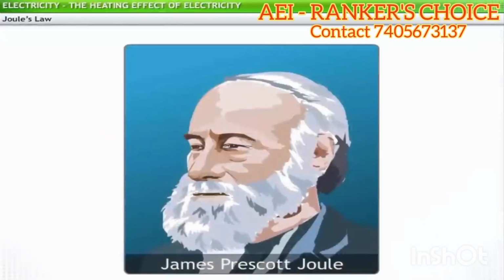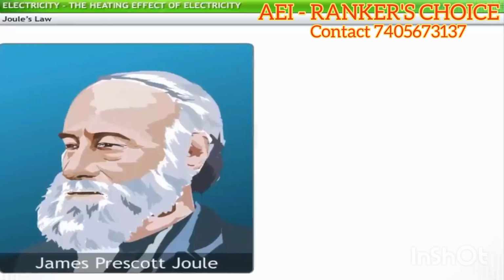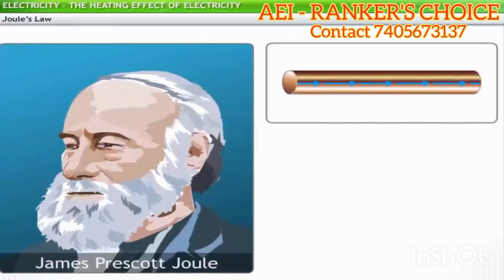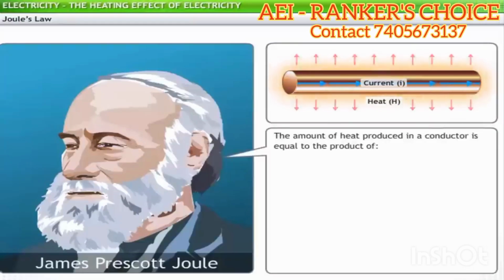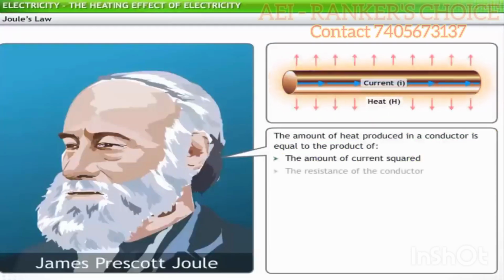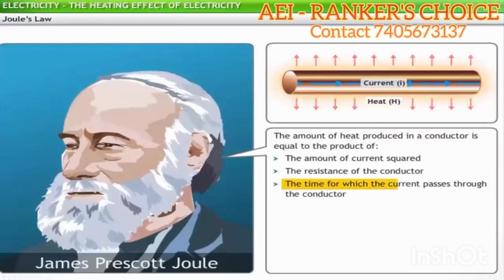James Prescott Joule, a British physicist, expressed the relationship between the heat generated in a conductor and the amount of current flowing through it. This relationship is popularly known as Joule's law or Joule effect. Joule's law states that the amount of heat produced in a conductor is equal to the product of the current squared, the resistance of the conductor, and the time for which the current passes through the conductor.